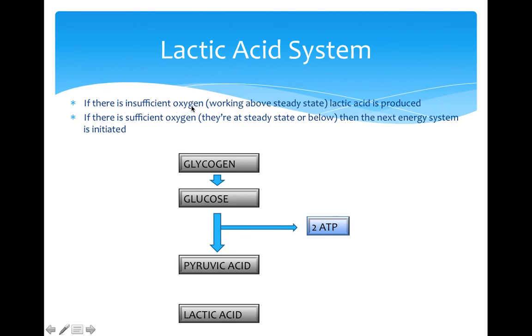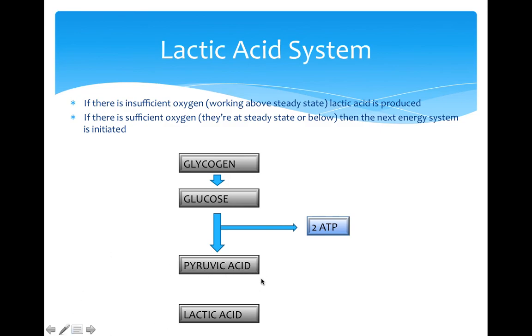If there is insufficient oxygen, in other words, working above steady state, so you're working quite hard, what happens is your body goes, hey, I've got this pyruvic acid, have I got any spare oxygen to mix with it? If your body says no, because we're working too hard, say 90% above your heart rate, your body's going to go, hang on, all the oxygen we've got is actually going to the working muscles. I've got nothing left to mix with this.